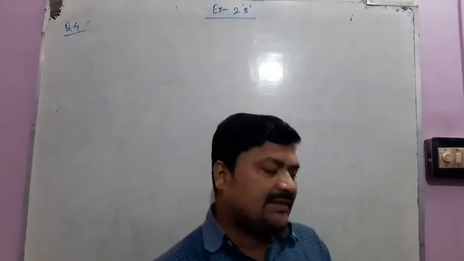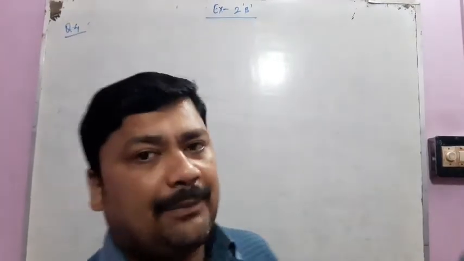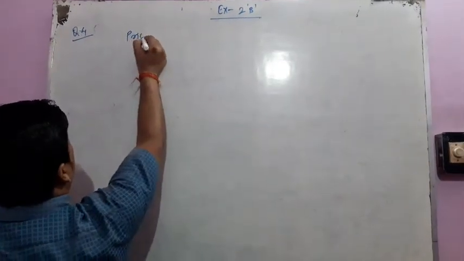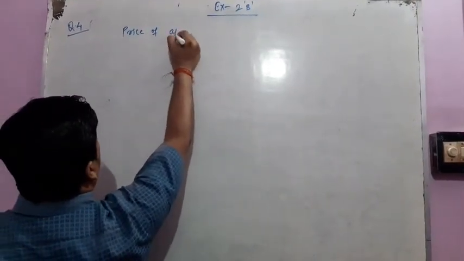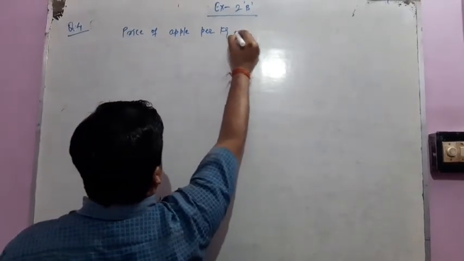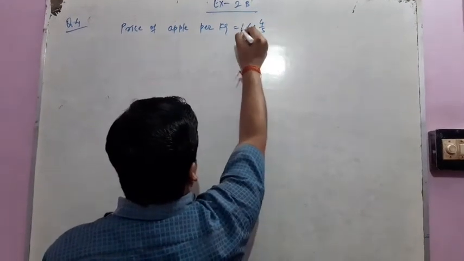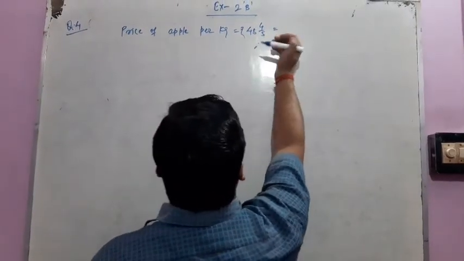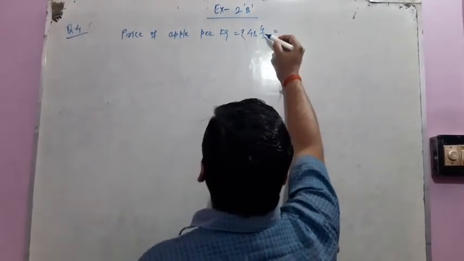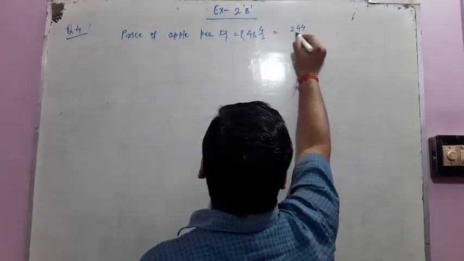In question number 4 it is given that apples are sold at 48 whole 4 by 5 per kg. Price of apple per kg, that is 48 whole 4 by 5 rupees. As we have to solve here the mixed fraction, 48 5s are 240 and 4, 244 by 5.